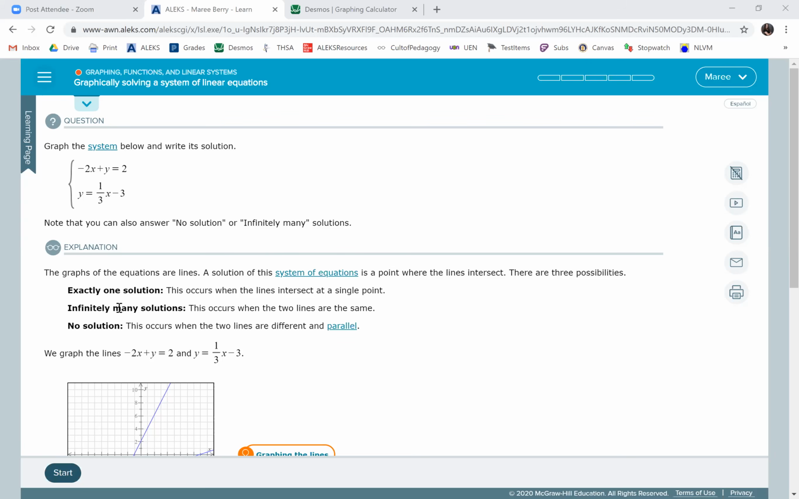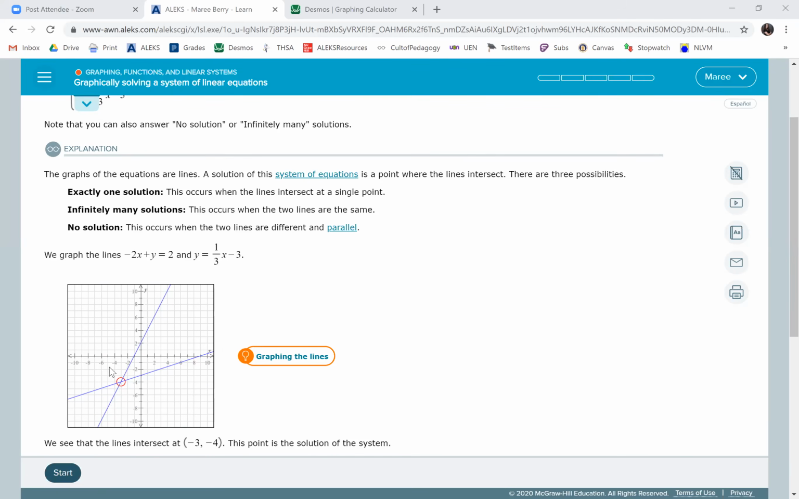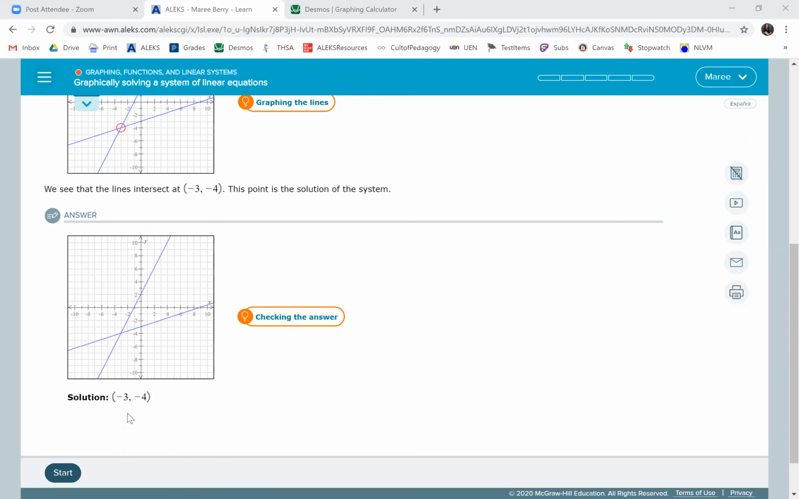If they're the exact same line, there's an infinite number of solutions. And if they're parallel lines, there's no solution. So you have to be careful that you're just graphing each line separately. So they graphed it for us. And then we find the point where they intersect, and that would be our answer. So we have to graph each one, and then we can check for the answer.